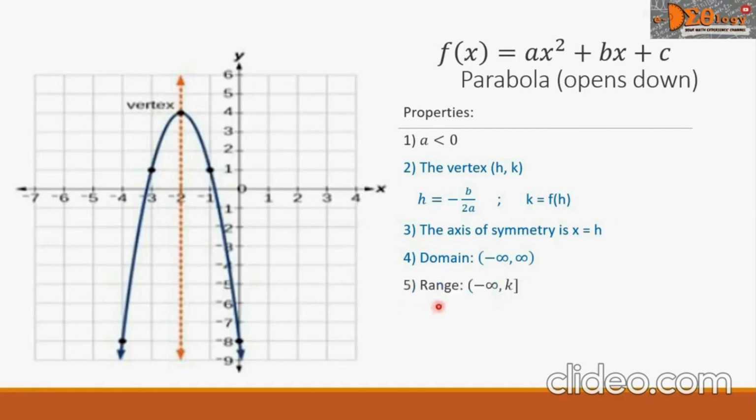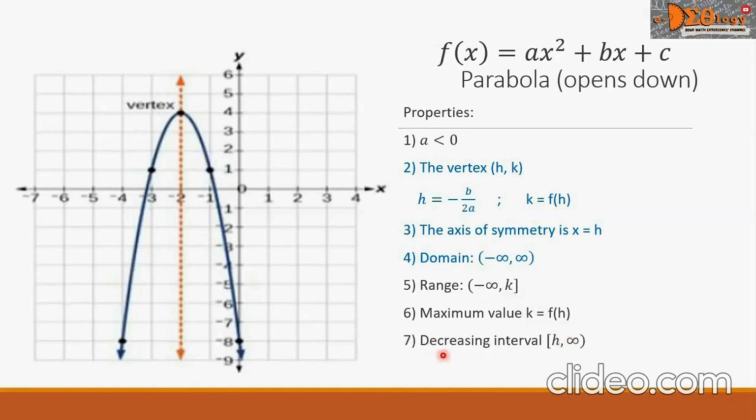Property number 5 is the range, the values for y. So with respect to the y-axis, it starts with negative infinity, and the highest is the k value, and we use the square bracket. Number 6, the maximum value is k, and we can simply copy the value of k in the vertex. We can write here.